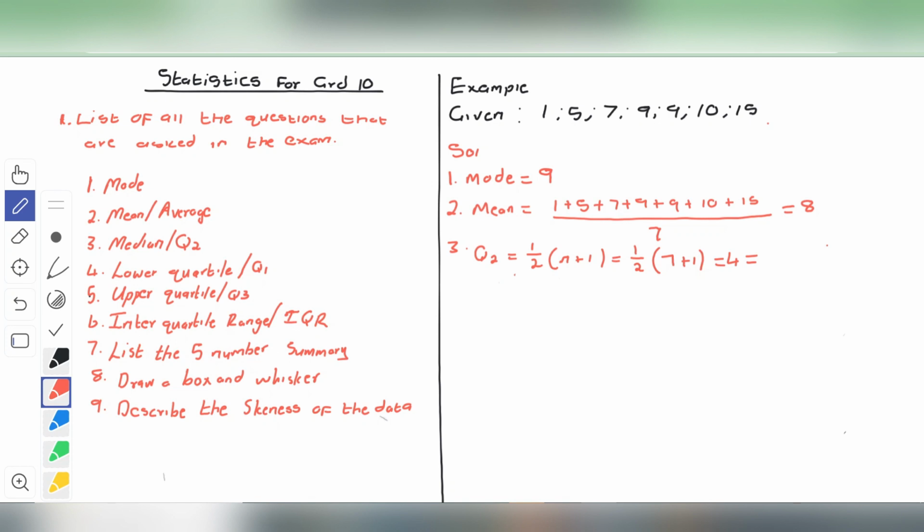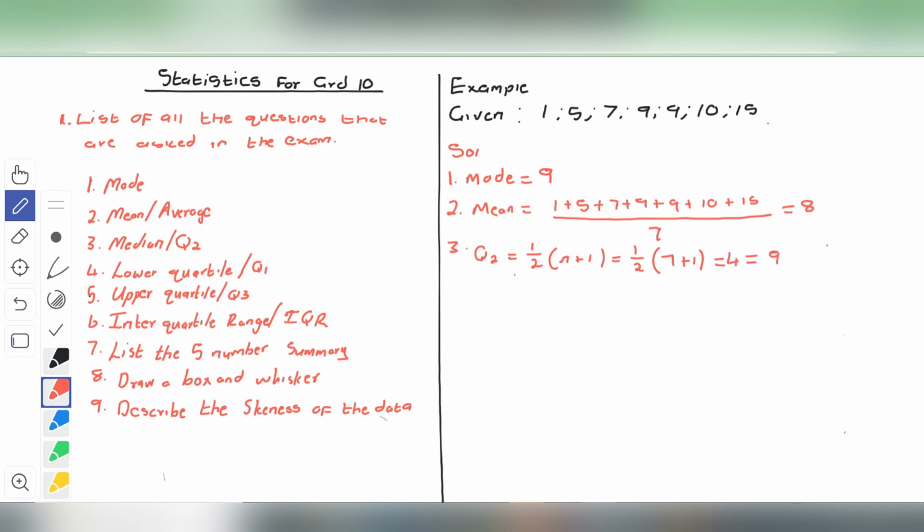So we're going to count the data set that we have. Whenever we arrive at 4, that's where our median is. The first one is 1, then we have 2, 3 and 4, and we can see that the 4th one is 9, right? So our median is going to be 9.